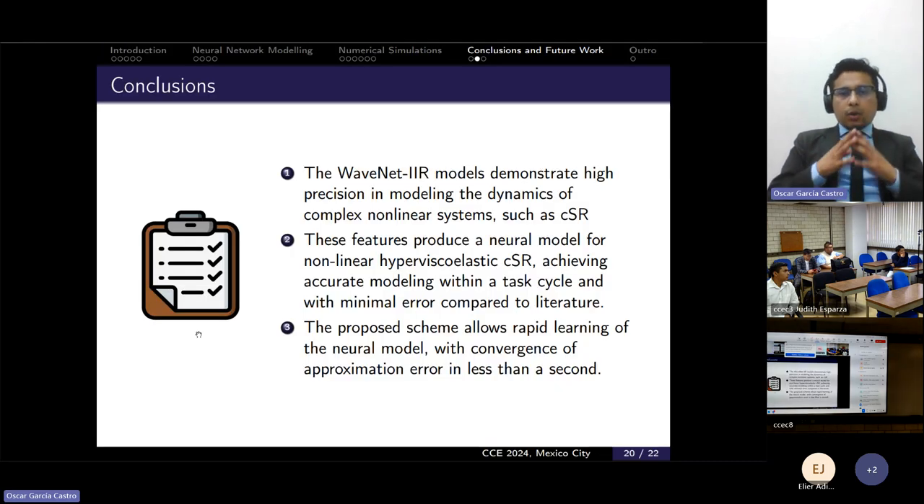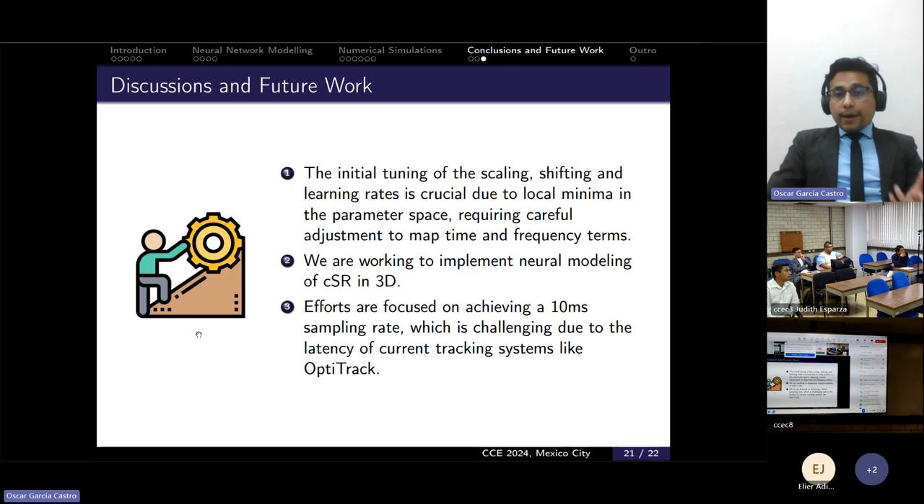Up to this point, we conclude that wavenet IIR models demonstrate high precision in modeling the dynamics of complex nonlinear systems such as continuous soft robots. This produces a neural model for a nonlinear hyperelastic, viscoelastic continuous soft robot, achieving accurate modeling with a minimal error compared to the literature.